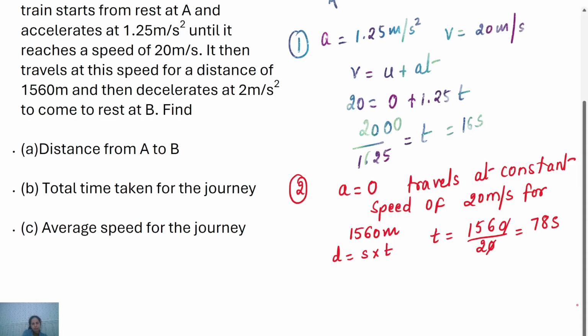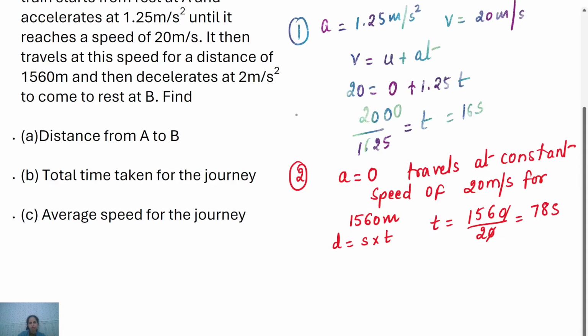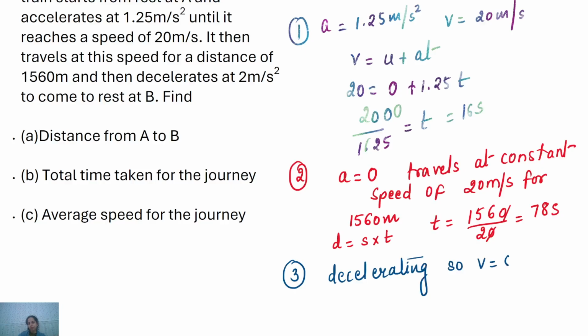Then it decelerates at 2 meters per second squared to come to rest at B. Now, this is the third part of the journey. Now, what is it doing? It is decelerating. So the final speed is 0, and the starting speed is 20 meters per second. It comes to rest at B, so in the final part of the journey he stops at B, so the final speed is also 0. So I'm going to just draw it here.